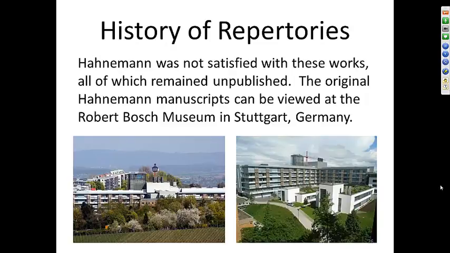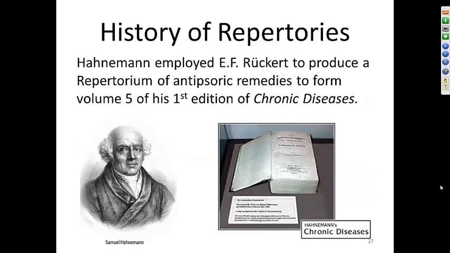As I said, Hahnemann was not particularly satisfied with these works, and so they remained unpublished. If you're ever in Germany and you'd like to see the original manuscripts, you can go to Stuttgart and visit the Robert Bosch Museum, and there's actually the original, both the 1805 Fragmente de Viribus Medicamentorum Positivis and the Symptom Lexicon, the 1805 and the 1817 books. So Hahnemann employed this fellow by the name of E.F. Rückert to produce a repertorium of anti-psoriatic remedies, and this was going to be part of Volume 5 of the first edition of Chronic Diseases.